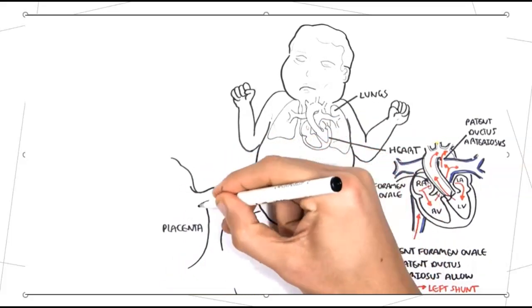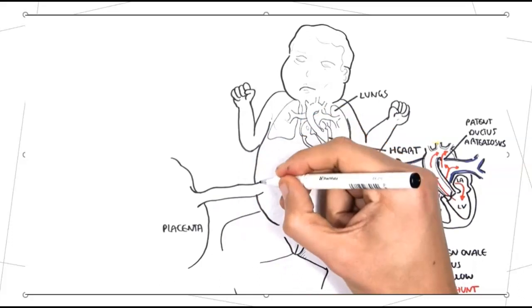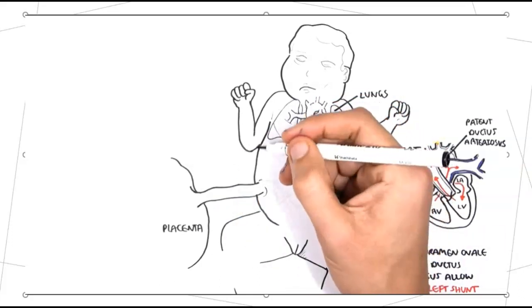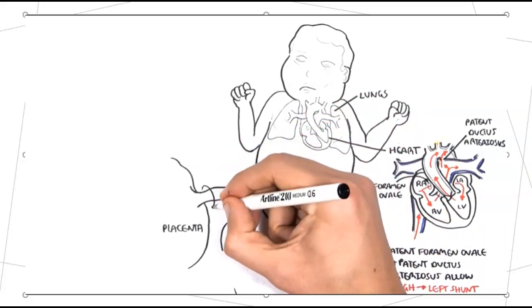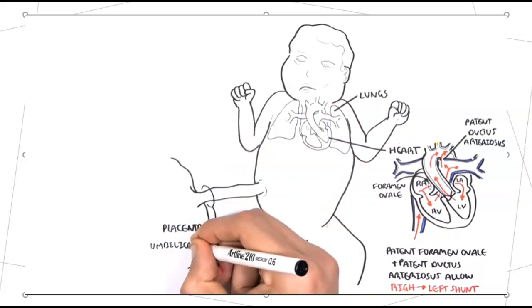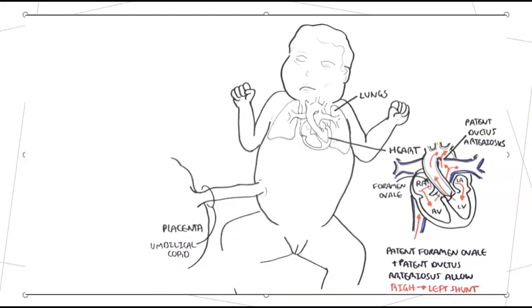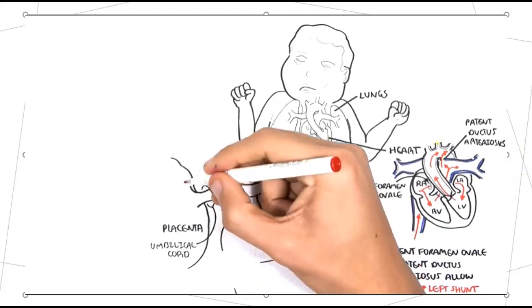See, the placenta is this important connection between the mother and the fetus. The placenta delivers oxygen and nutrients to the growing fetus via the umbilical cord. The umbilical cord attaches the fetus to the placenta. The umbilical cord is not just a cord, it actually contains veins and arteries.